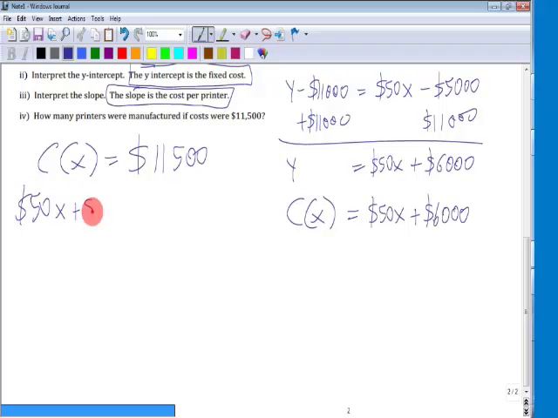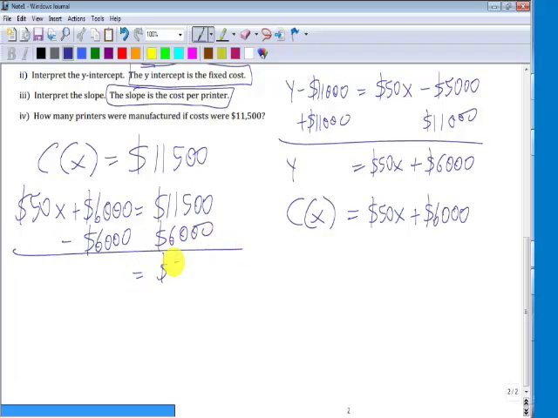$50 times X plus $6,000 equals $11,500. Subtract $6,000 from both sides. And so the actual cost that's going into manufacturing those printers is $5,500. And we divide that by 50. So $5,500 divided by 50.